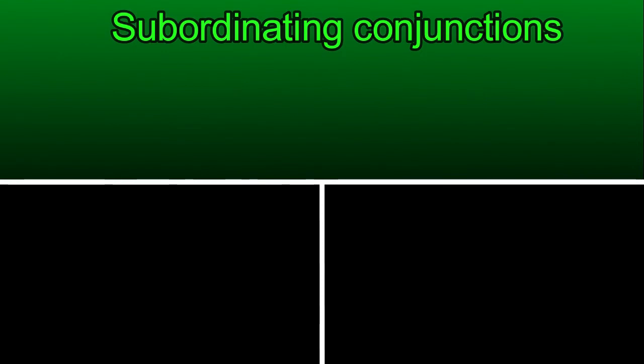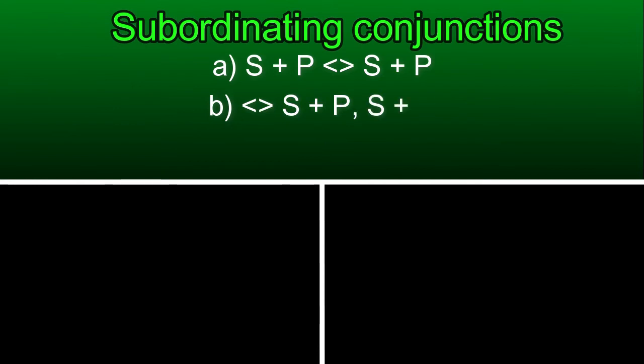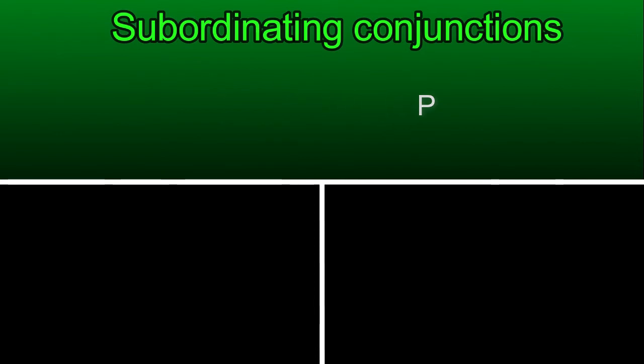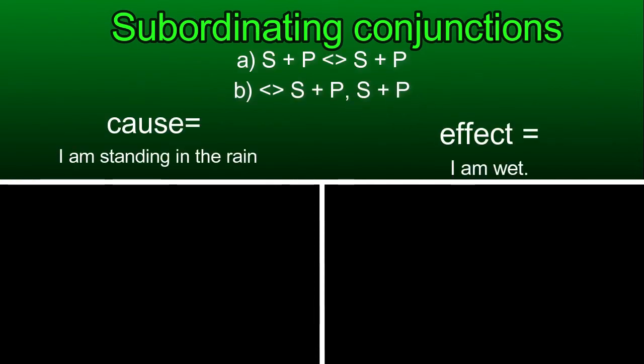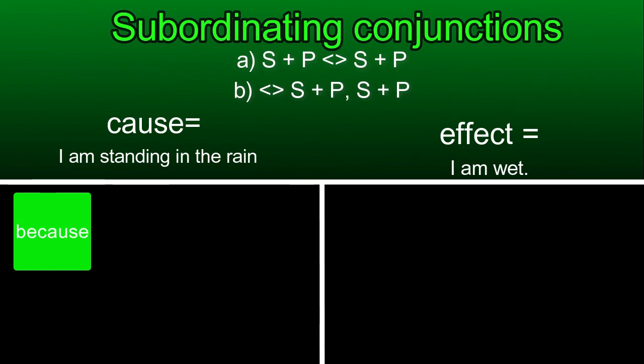Let's have a look. So remember, subordinating conjunctions have a structure that helps us write complex sentences. So you have subject, predicate, connector, subject, predicate, or you can have the connector first, then subject, predicate, comma, subject, predicate. Remember, you can review this structure in lesson 4.